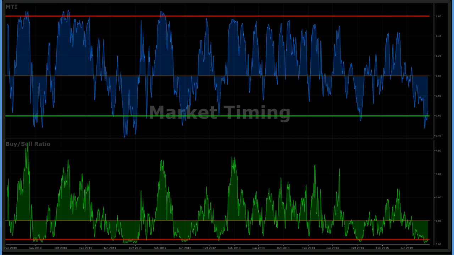What we want to find is the MTI here on the upper graph has this green line that I imposed here at 0.60. Again, on the 0 to 2 scale, we say that at 0.60, in tandem with the buy-to-sell ratio down below 0.20, represented by this red line down below, indicates to us historically an oversold condition in the market.